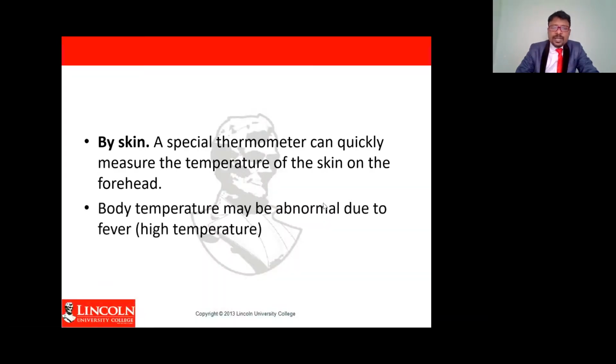And the next one is checking the temperature by the skin. A special thermometer can quickly measure the temperature of the skin of the forehead. The temperature may be abnormal due to high fever. If it is abnormal, we refer to it as a high temperature, also called fever. So these are the ways to measure the body temperature.